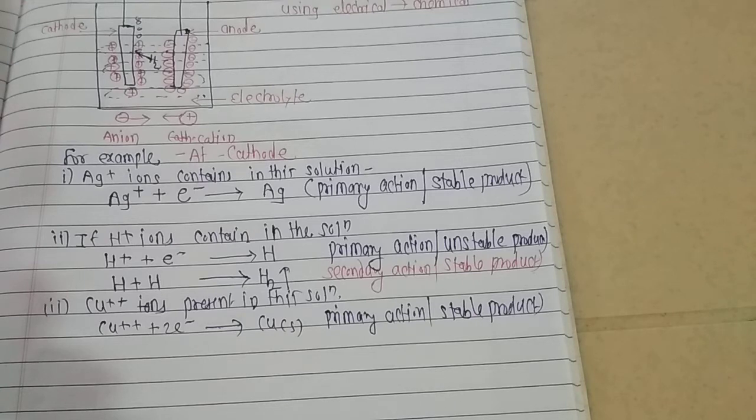On the cathode, these electrons are acquired. Okay, the cathode is negatively charged.